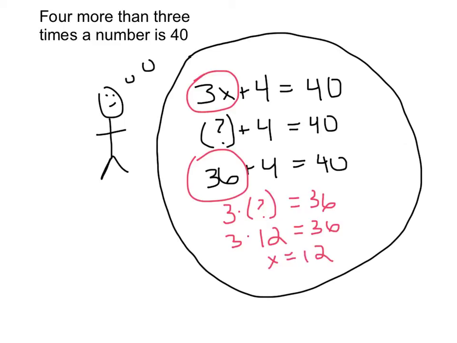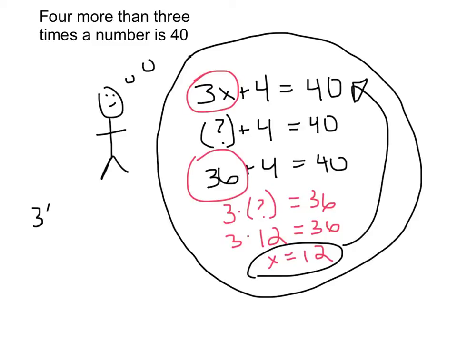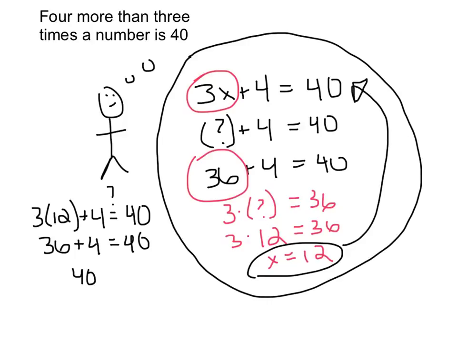Of course, in order to be sure, Carlin substitutes the 12 back into his original number sentence. Is it true? Is 3 times 12 plus 4 equal to 40? And then solving the problem, 3 times 12 is 36, plus 4 equals 40. Is this true? Is the main question, and 40 does equal 40, so it does fit the problem.